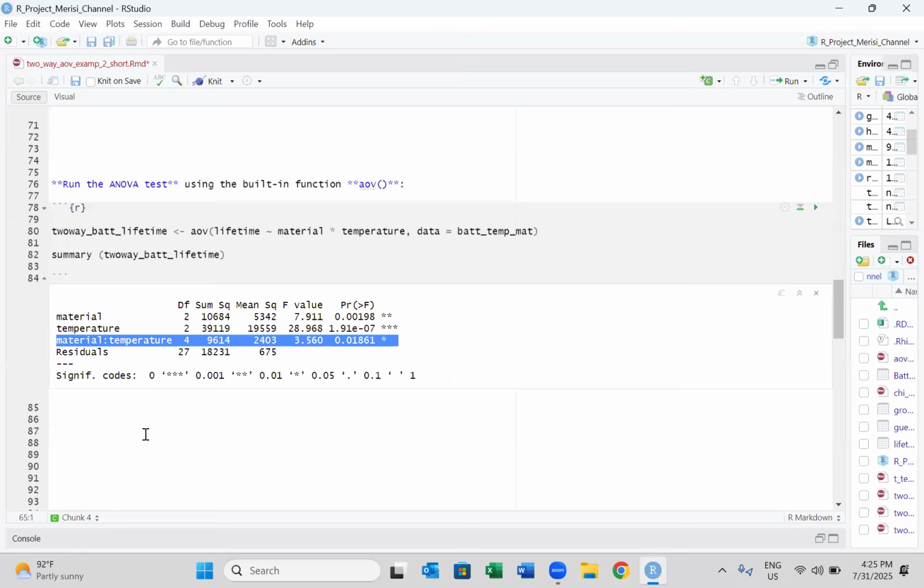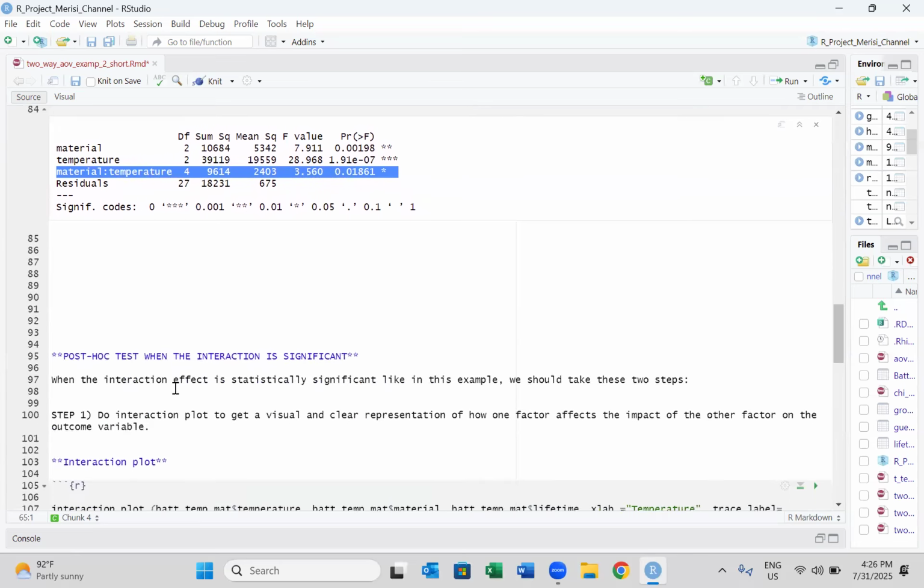The recommendation is that when the interaction is significant, you should do two things. First, you should do the interaction plot to visually understand how the interaction manifests. Then you should do a post-hoc test where you fix the levels of one of the factors and observe how the outcome changes for the levels of the second factor. I will show you how to do that post-hoc test in a second. But first, step number one, when there is a significant interaction, is to do the interaction plot.